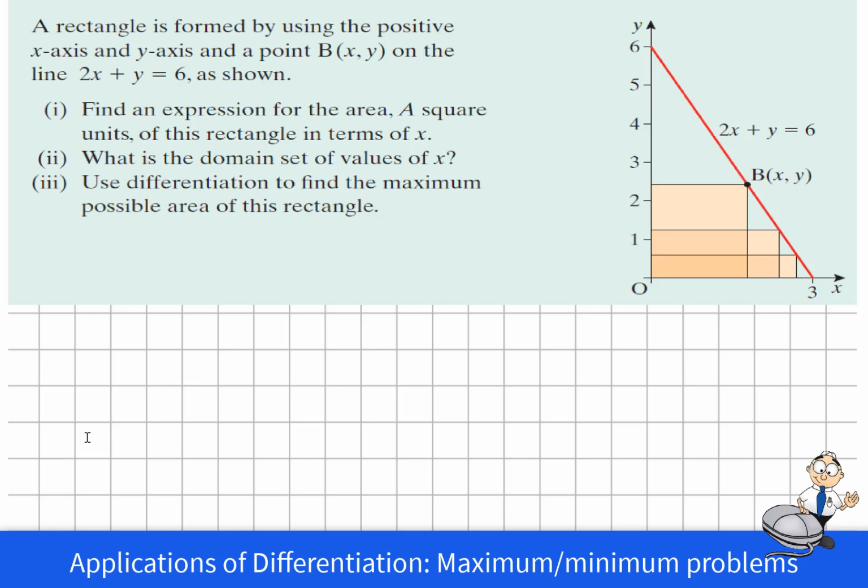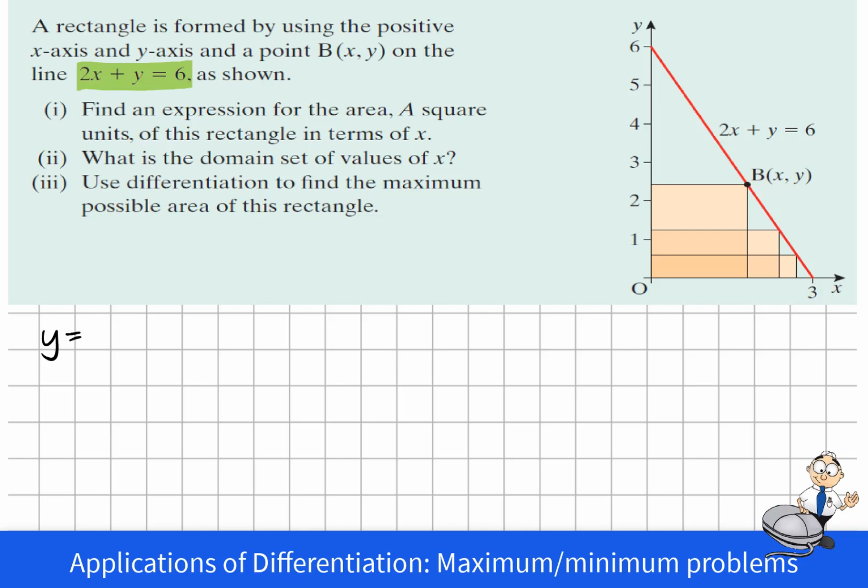Now we could see the area of a rectangle is length by breadth, and we could see that the length of this is maybe x units and the breadth is y units. So x times y is the area, but we want it in terms of x, so we need to express y in terms of x. That's what we're going to do first.